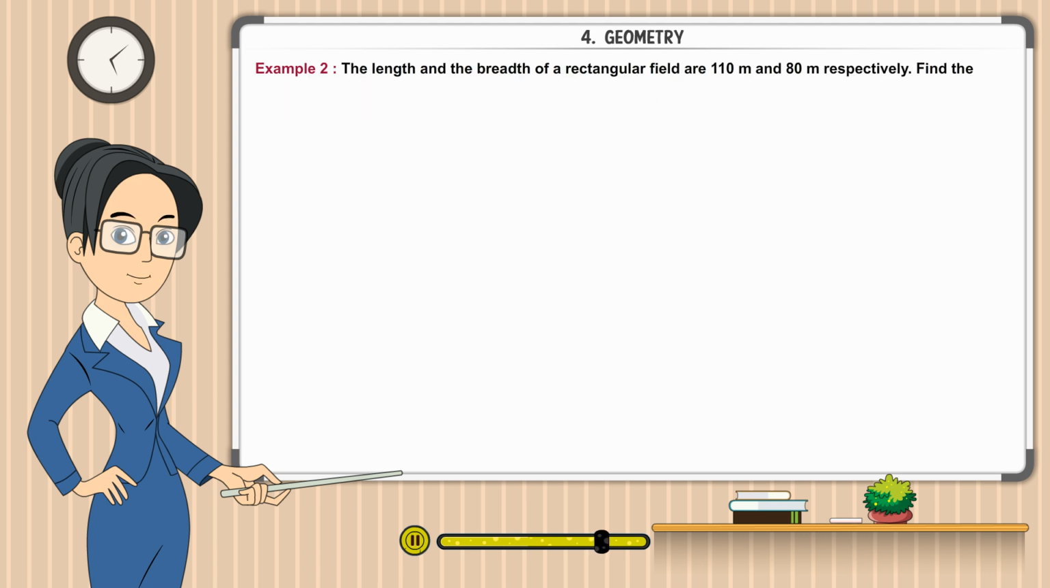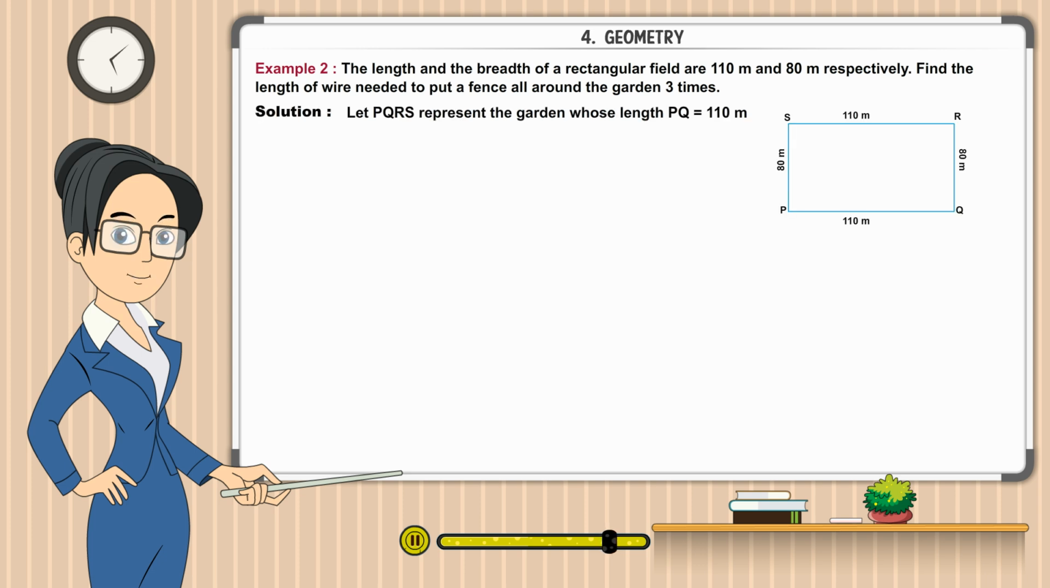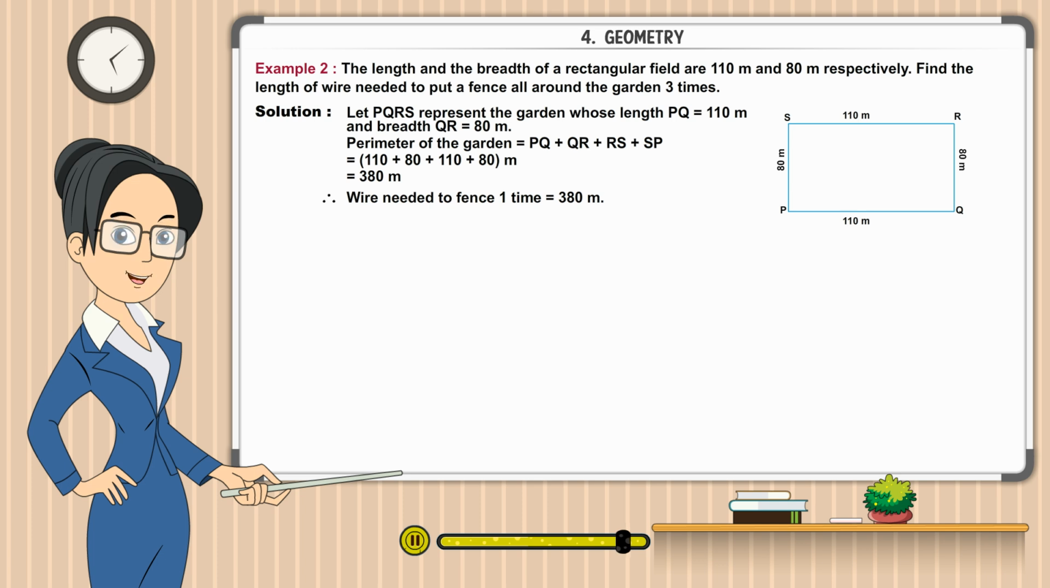Example 2. The length and the breadth of a rectangular field are 110 meter and 80 meter respectively. Find the length of wire needed to put a fence all around the garden 3 times. Solution. Let PQRS represent the garden whose length PQ is equal to 110 meter and breadth QR is equal to 80 meter. Perimeter of the garden is equal to PQ plus QR plus RS plus SP is equal to 110 plus 80 plus 110 plus 80 meter is equal to 380 meter. Therefore, wire needed to fence one time is equal to 380 meter. Wire needed to fence 3 times is equal to 380 into 3 is equal to 1140 meter.